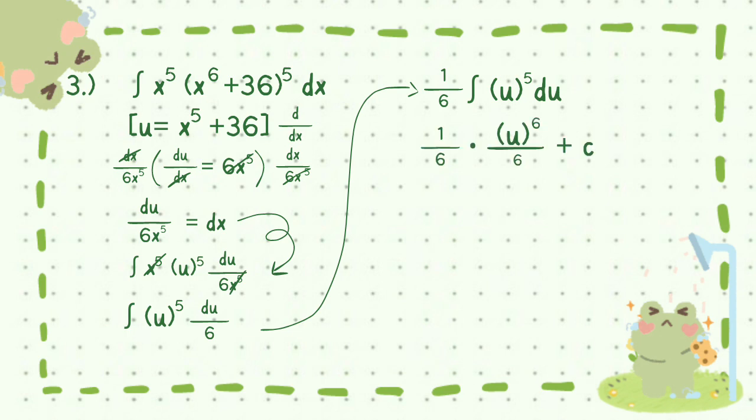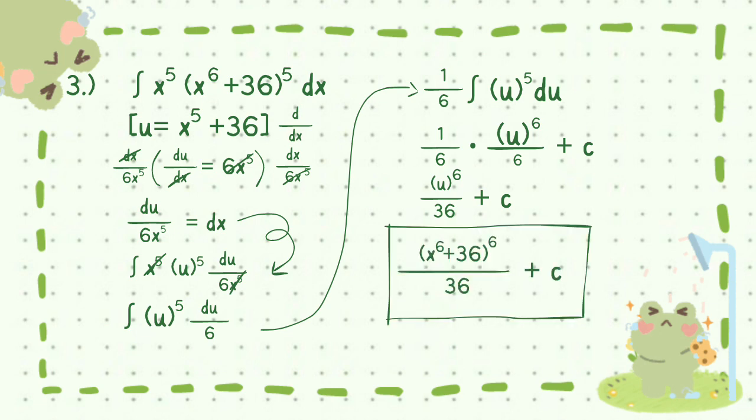Now we multiply 1 over 6 to u raised to 6 over 6 plus c. And the answer would be u raised to 6 over 36 plus c. We can now substitute to get our final answer. And the final answer would be (x to the 6 plus 36) raised to 6 over 36 plus c.